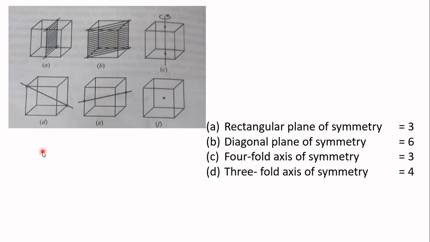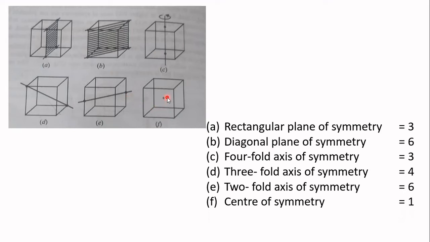And D, this is a 3-fold axis of symmetry. So we can find 4 3-fold axes of symmetry in a cubic system. And this is a 2-fold axis of symmetry. We can find 6 2-fold axes of symmetry in a cubic system, and one more is the center of symmetry. So in total there are 23 elements of symmetry in a cubic lattice or cubic system.